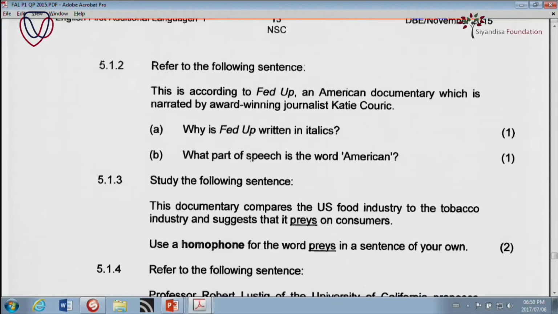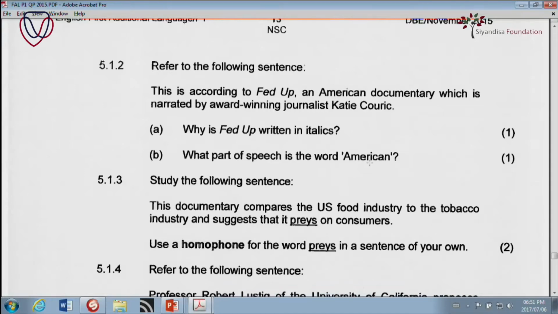What part of speech is the word American? Now, this is a great source of confusion. There's always confusion between parts of speech and figures of speech. We're going to look at that in some notes later. So, part of speech means a type of word, all right? So, what type of word is American? And the answer is that it is an adjective. Now, you can go one stage further, but it doesn't ask you to do that. It merely asks what part of speech is American.